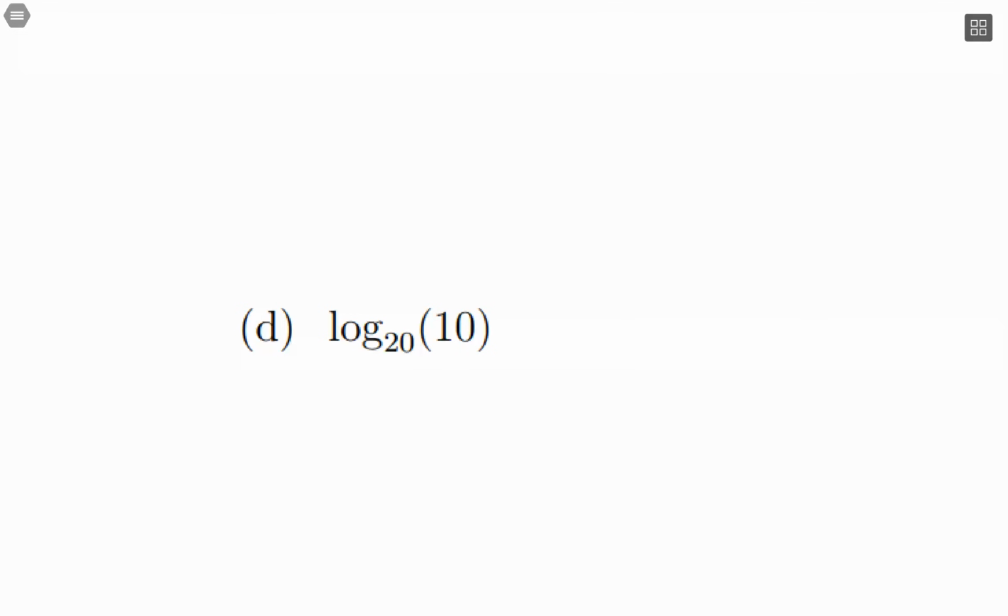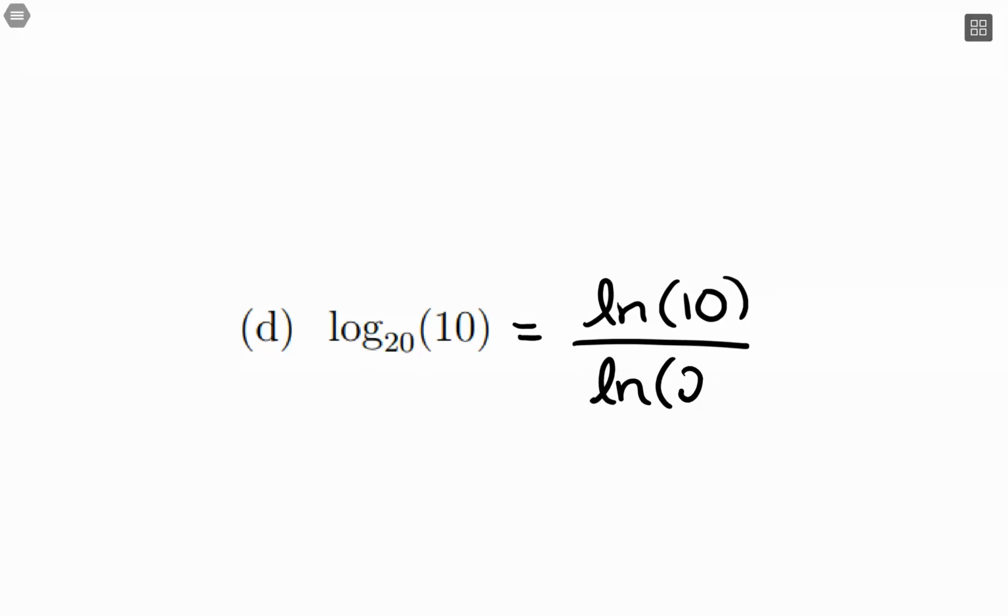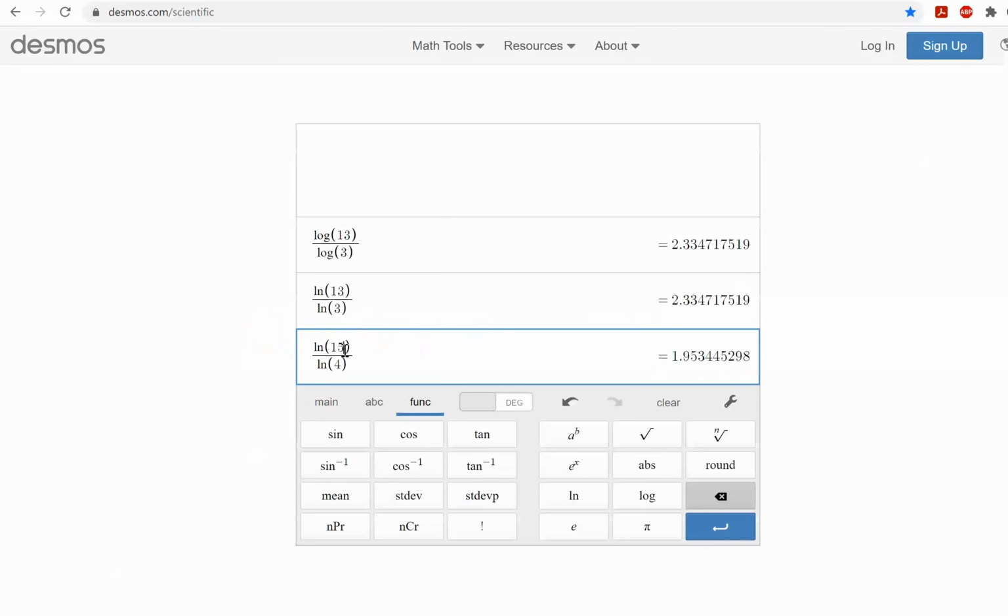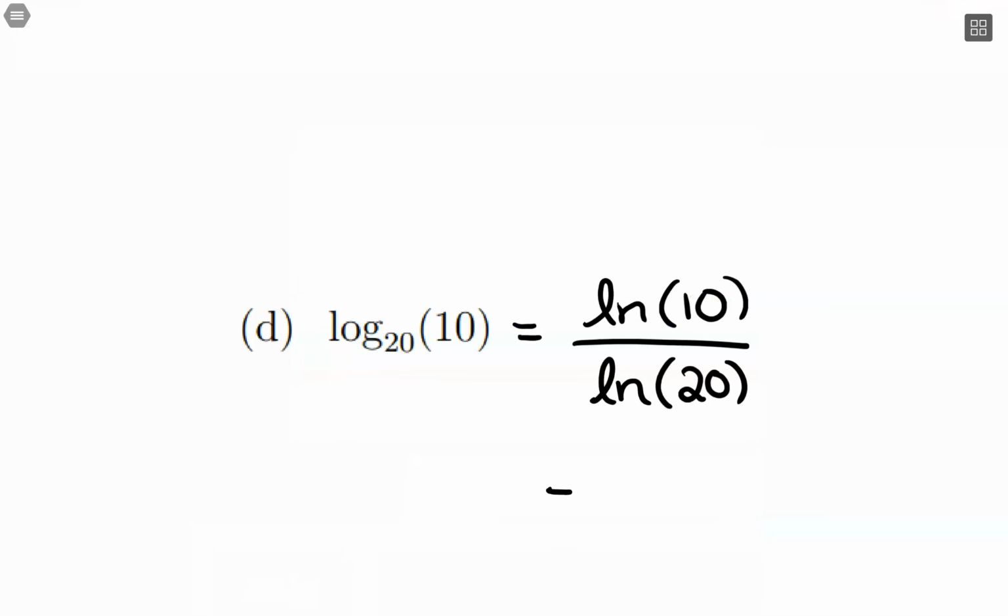Okay, change of base. I'm going to go natural log of 10 over natural log of 20 and type that into the calculator. So I have a fraction between 0 and 1 there with a 0.77 if we round to 2 decimal places.